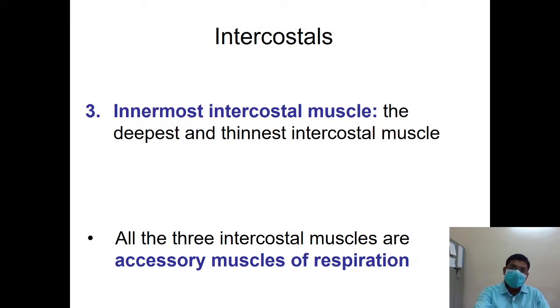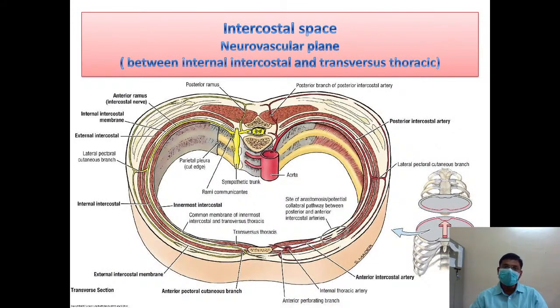Now coming to the next part, the intercostal space. Please remember, the intercostal space is the space present between the internal intercostal muscle and the transversus thoracis muscle, which is the innermost one. You can see in this picture how it's very clearly shown.